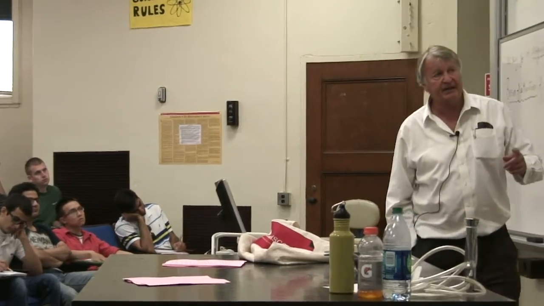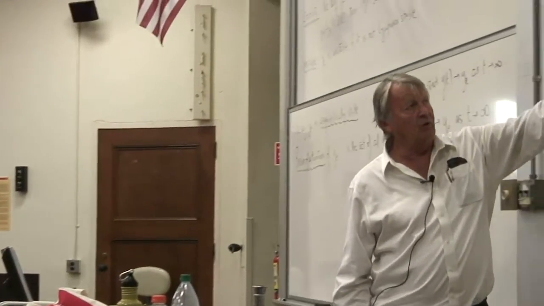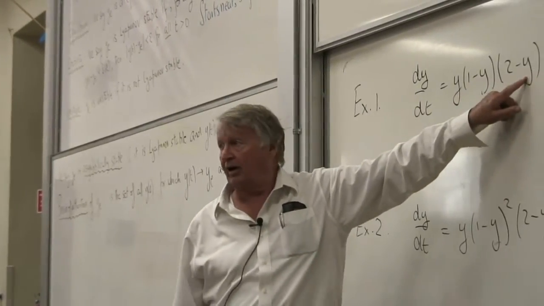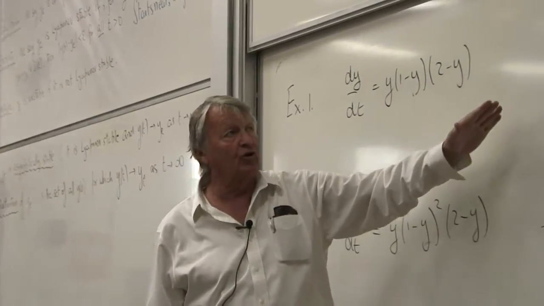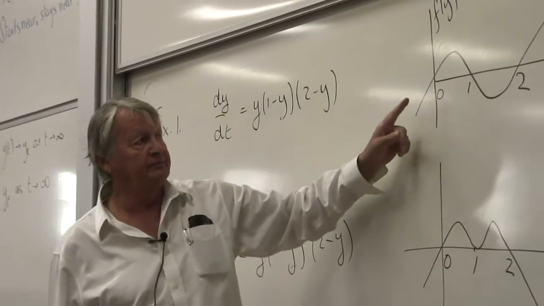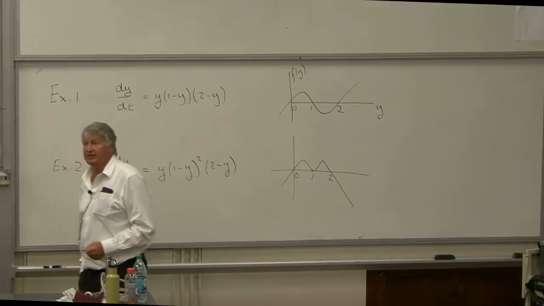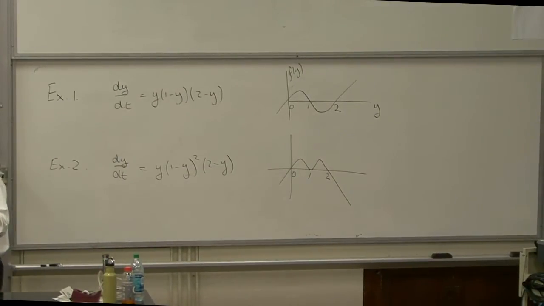Let's take this example here. dy by dt is y times 1 minus y times 2 minus y. We simply draw the graph of f of y, and here it is. Where are the three places? It's 0, 1, and 2. They're the equilibrium points.